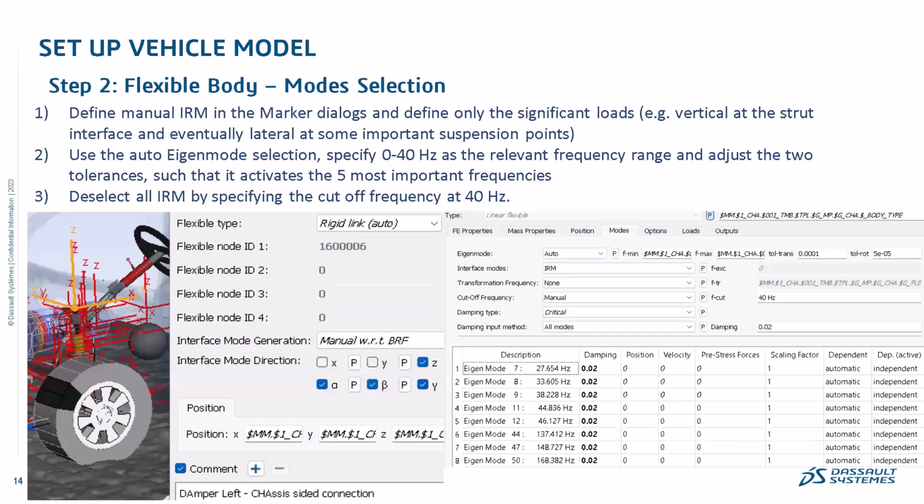Going into a bit more detail, this is an example of the damper top mount marker, the flexible marker on the body in white, attached to this node ID, and then we enabled or disabled certain interface mode directions on this marker. On the right hand side, what you see here is this auto eigenmode feature that we used for this body in white. In the end, we were able to get these eigenmodes from SimPack, and we used these to go onto our real-time simulator.